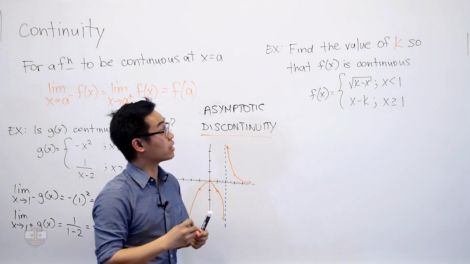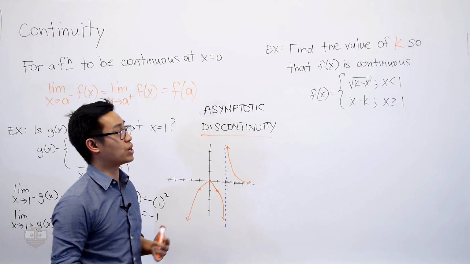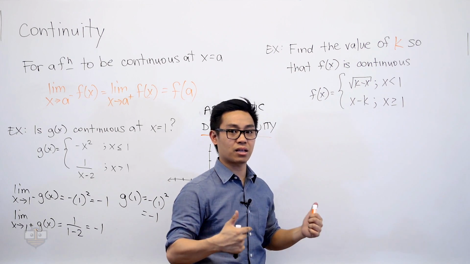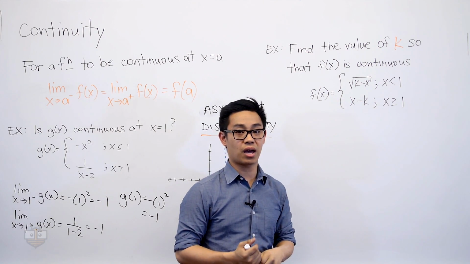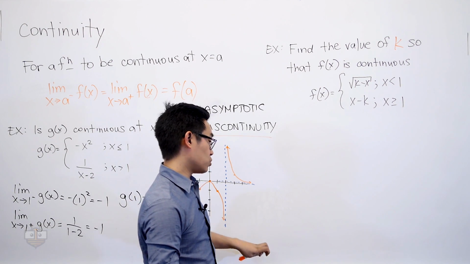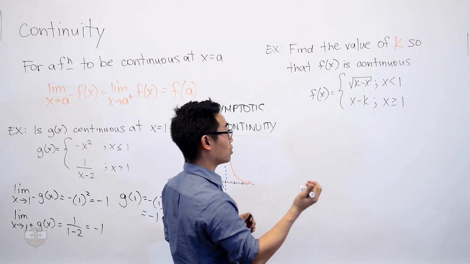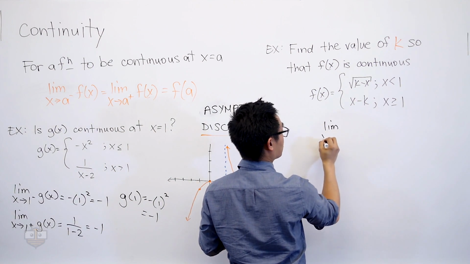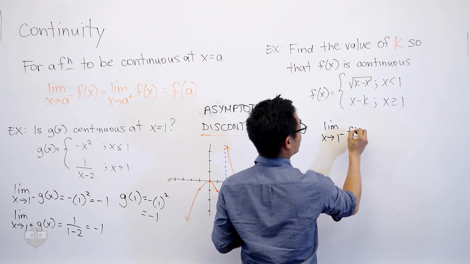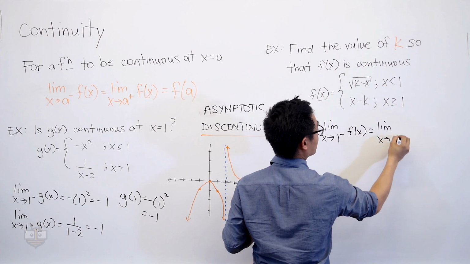Let's look at this example. Find the value of k so that f of x is continuous. So now we don't know whether this is going to be continuous or not. We want to make it continuous by finding the values of k. Remember that for something to be continuous, the limit as x approaches a from the left has to equal the limit as x approaches a from the right. So let's write that. The limit as x approaches, where's the break here? It's at 1, from the left of f of x has to be equal to the limit as x approaches 1 from the right.